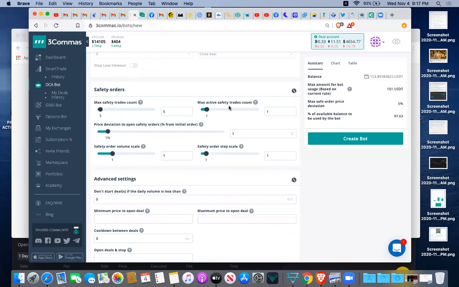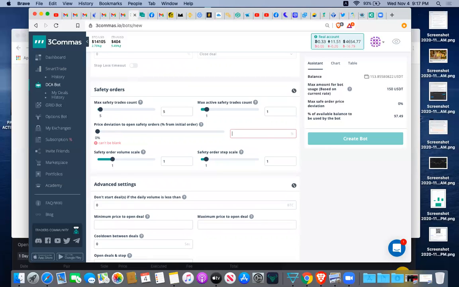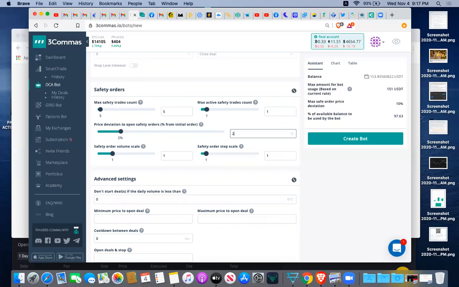Maximum active safety trade 1 time. What does this mean? How many times will I buy more when the market drops, and by what percentage? Every time the market reverses down by 1% or 2% from your original price, let your safety order be activated. Price deviation to open safety order from this initial price.